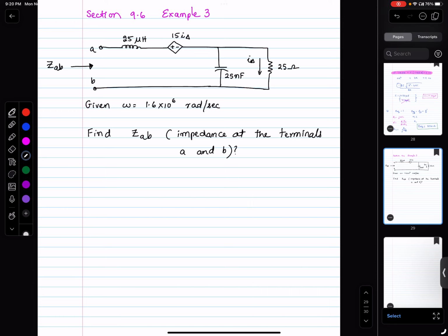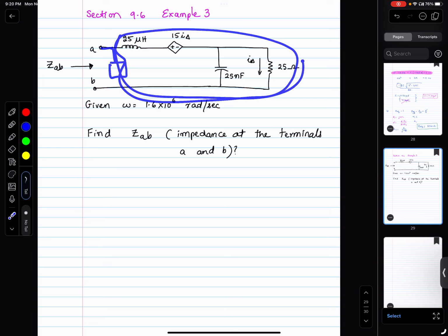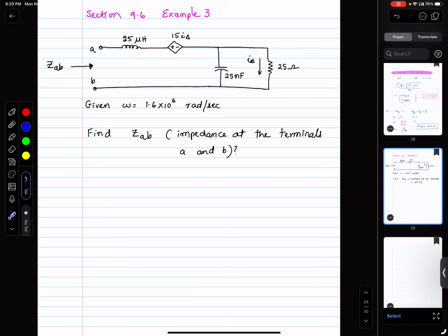We have a circuit and we are given omega to be 1.6 times 10 to the 6 radians per second. What are we supposed to find? We're supposed to find the equivalent impedance of all of this circuit looking into the terminals AB. Find the ZAB, the impedance at the terminals A and B.